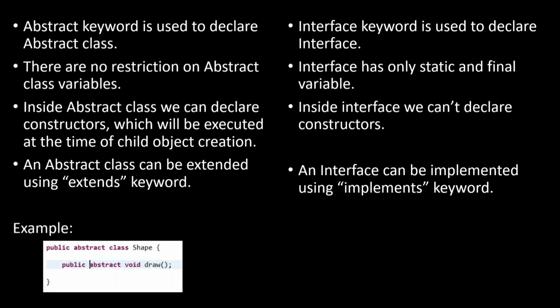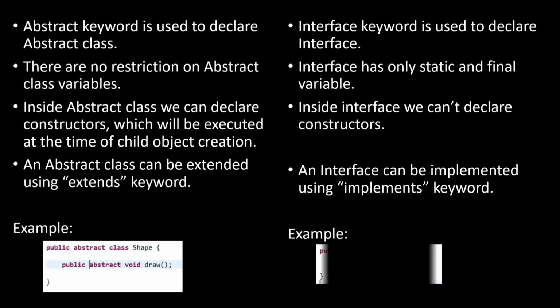Example. Here you can see class Shape is declared with abstract keyword, means class Shape is an abstract class, and that's why it contains abstract and non-abstract methods. Here you can see draw method is created with the use of abstract keyword, means draw method is an abstract method, that's why it does not contain any body.